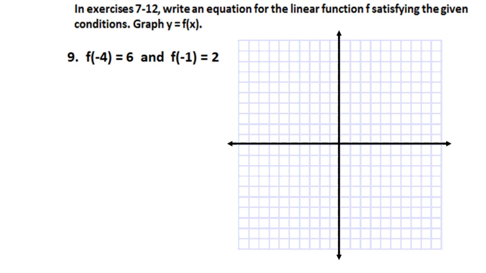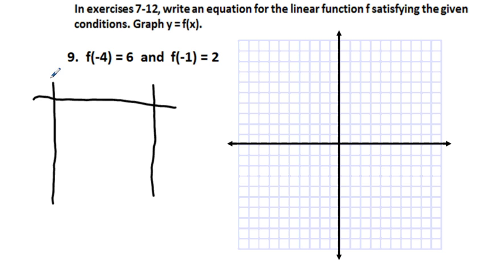We're going to use our same strategy here. Use our 3-column process chart. We have x, and we have f of x, which is -4, 6, and then -1, 2.